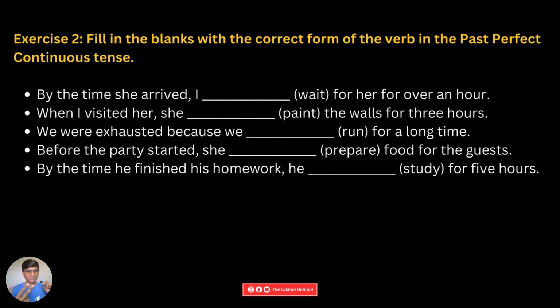Next is the second exercise. You have to fill in the blanks with the correct form of the verb in the past perfect continuous tense. By the time she arrived, dash for her an hour. It's the simplest exercise in this lesson. Again, I recommend you pause this video and start thinking and trying to make a whole sentence.